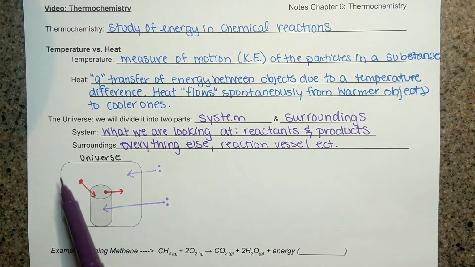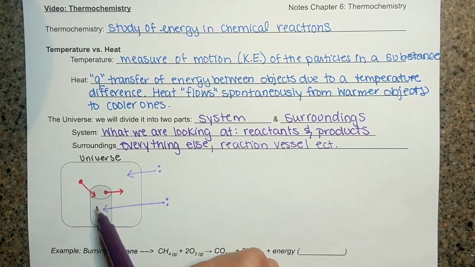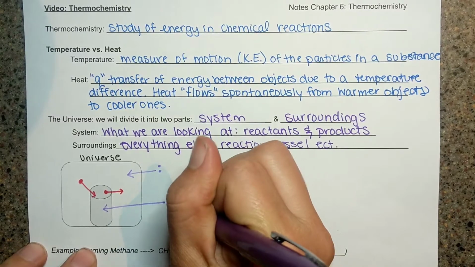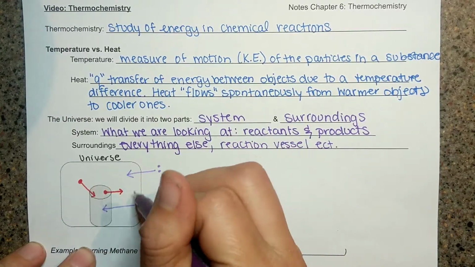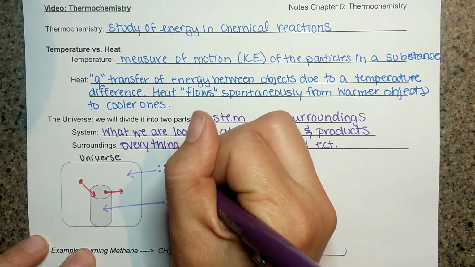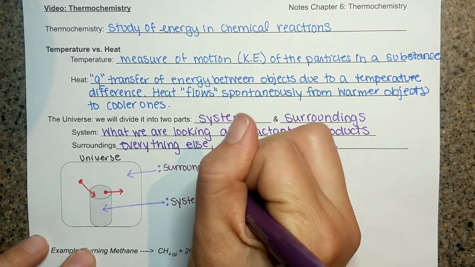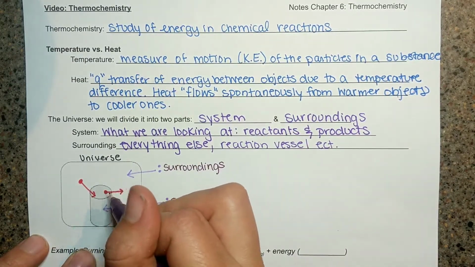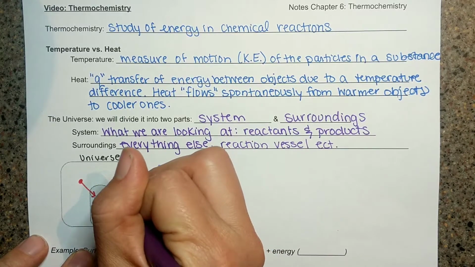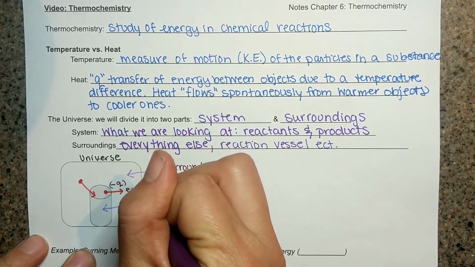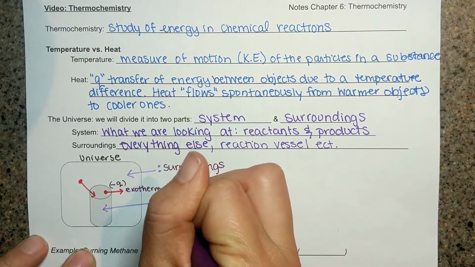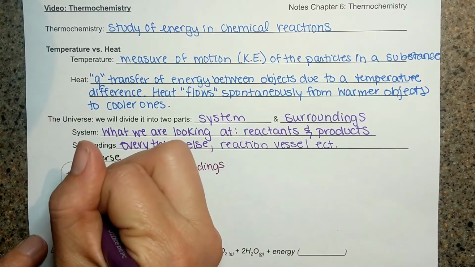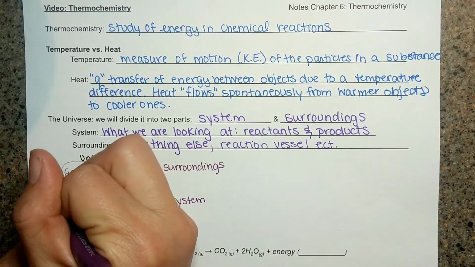So if this is the universe, and I have my cylinder here as my system, the area around my system is my surroundings. If my heat goes from my system to my surroundings, that is a negative Q, which is exothermic. If heat goes from my surroundings to my system, that's a positive Q, which is endothermic.